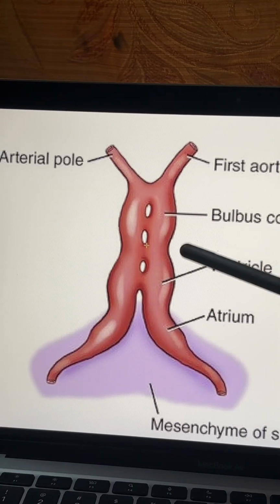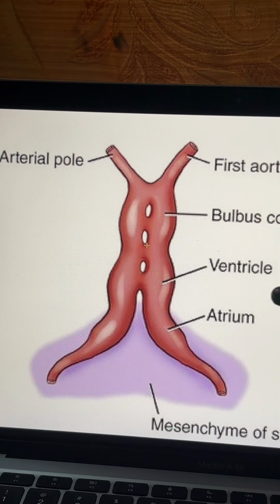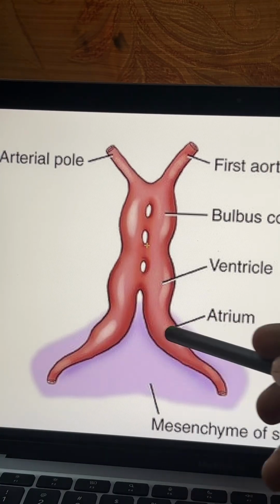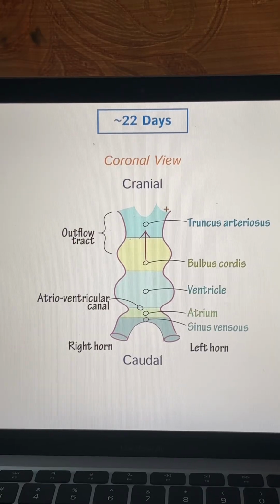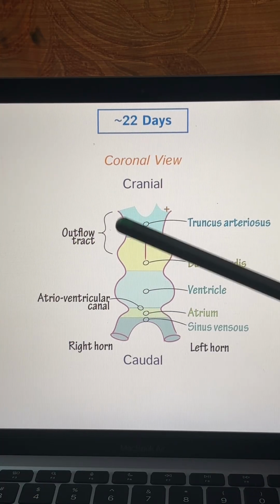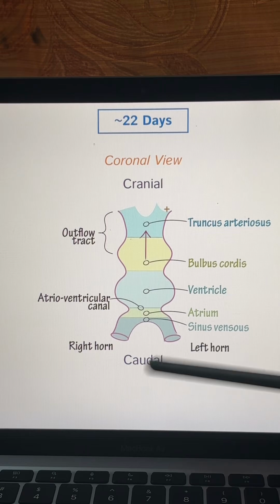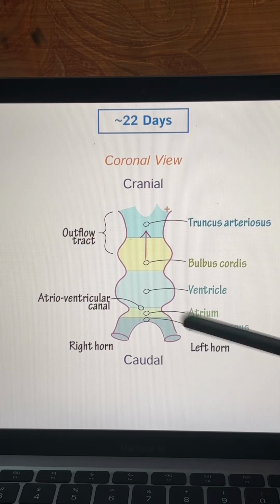Actually our heart starts with two small tubes called endothelial heart tubes, and as development continues, these two tubes come closer and fuse together, but not completely everywhere. They fuse only at the cranial end, which is the head side, and at the caudal end they remain separated, or we can say they are free initially.